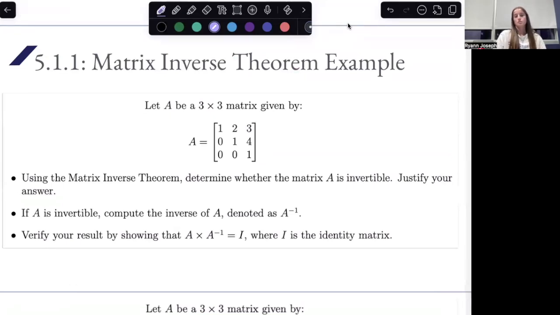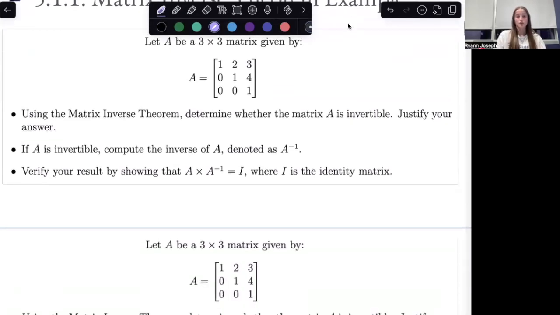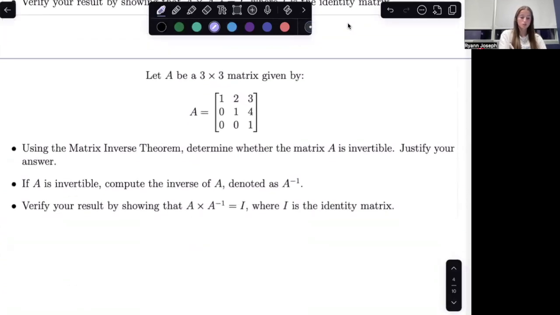Using the matrix inverse theorem, determine whether the matrix is invertible, just for your answer. This one's a quick and easy one. Looking at this matrix, we know that it is invertible because it's upper triangular, and the determinant of an upper triangular matrix is the product of its diagonal. So 1 times 1 times 1 is 1, which is not equal to 0. So the determinant is not equal to 0. Therefore, it has an inverse.